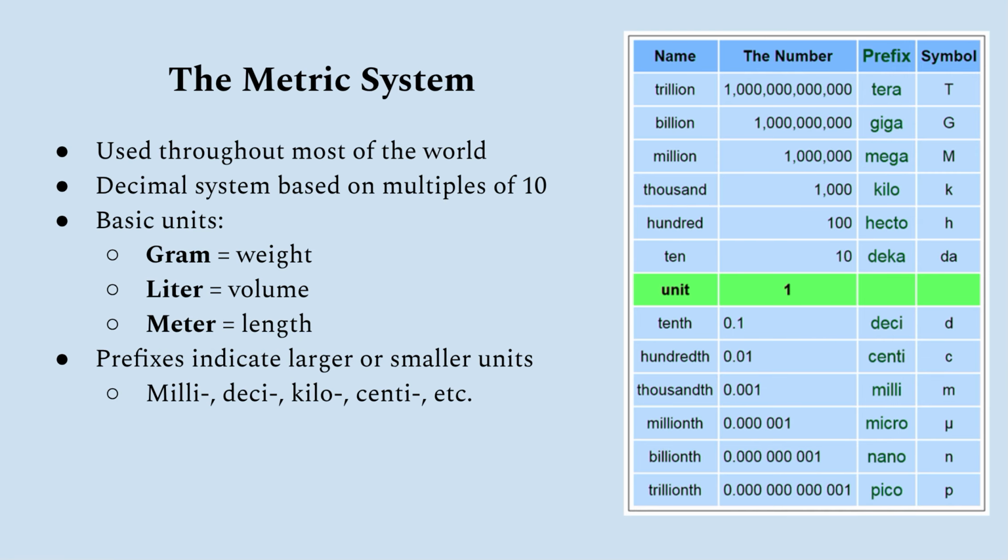Moving on. The metric system, we learned a little bit about it in that first scale video. It is the mathematics system used throughout most of the world. It is a decimal system based off the multiples of 10. So there are just 3 basic units, and then all of these prefixes are attached to a certain number, and that is what dictates the size of those basic units. Grams is how they are weighing things, liters is measuring volume, and meters is measuring length.